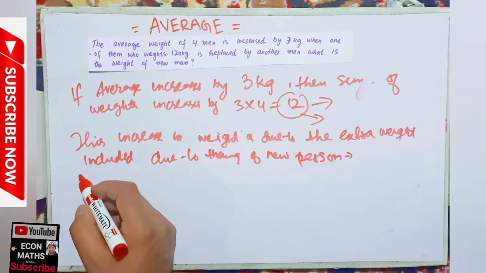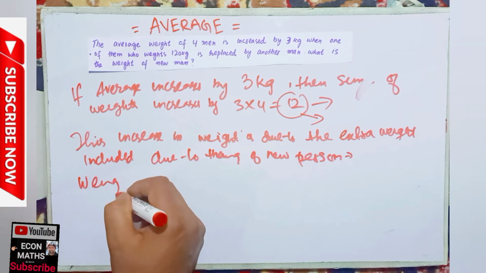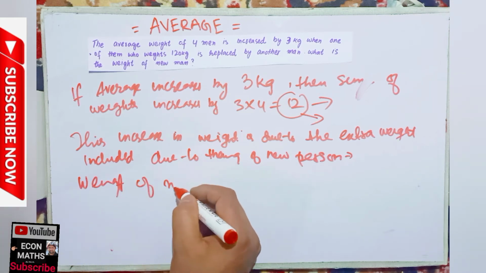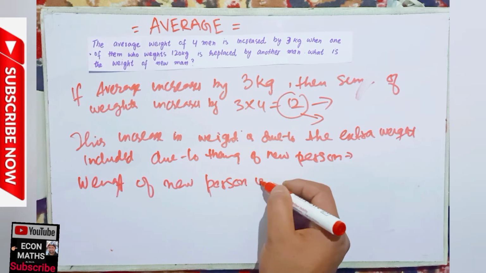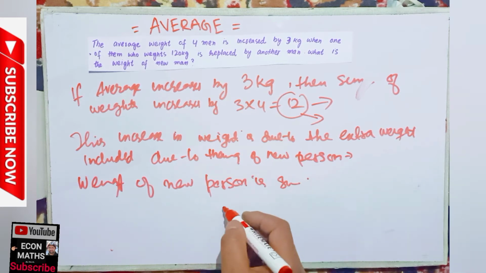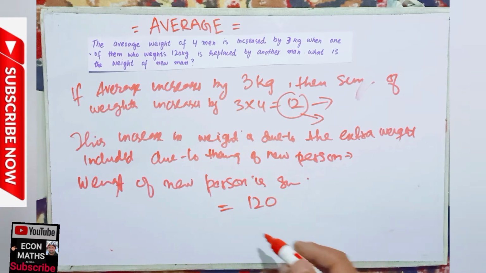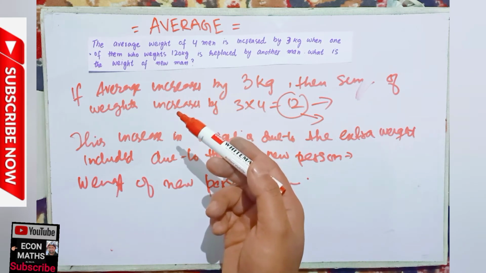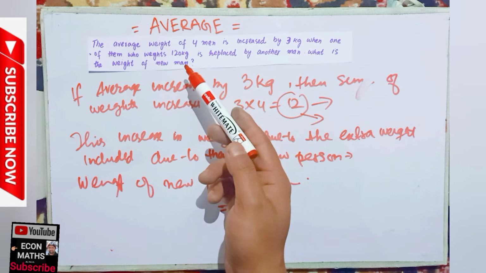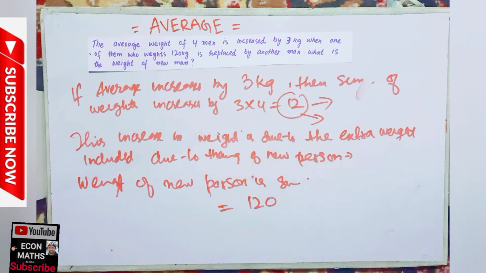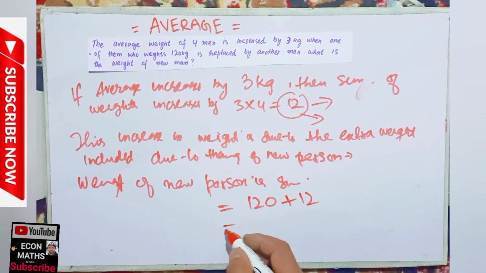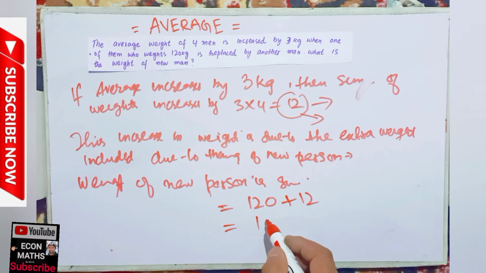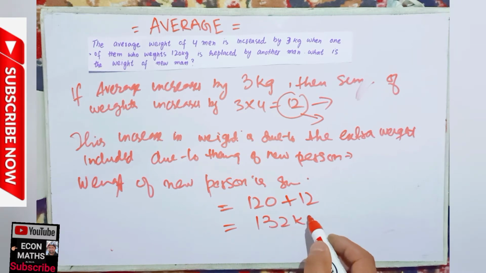Therefore, the weight of the new person is simply equal to 120, that was the man who was replaced, plus this new extra weight, that is 12. So the weight of the new person will be 132 kg.